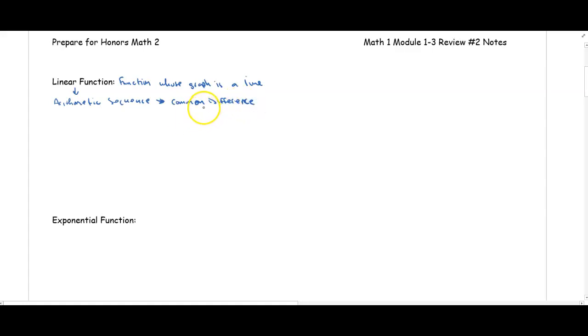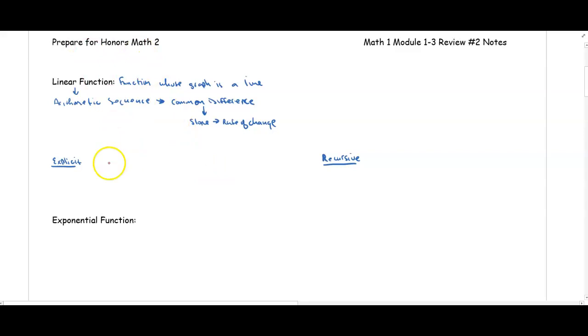And with this, remember, the common difference is also basically the slope of the line, or the slope of the line is also known as that rate of change. Okay, now with this, we have two types of rules we write. We have the explicit rule, and then we have the recursive rule. The recursive is important, but the explicit is probably the most important.